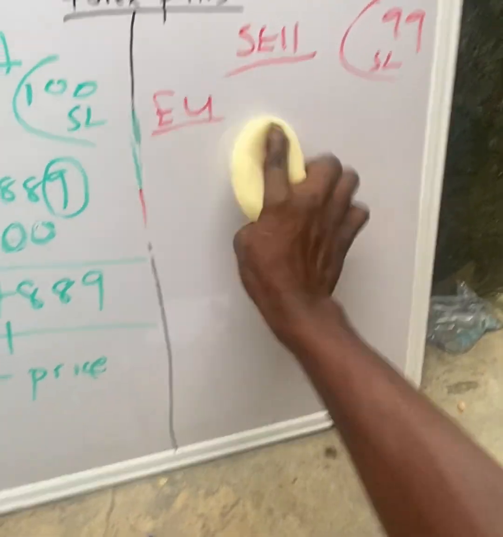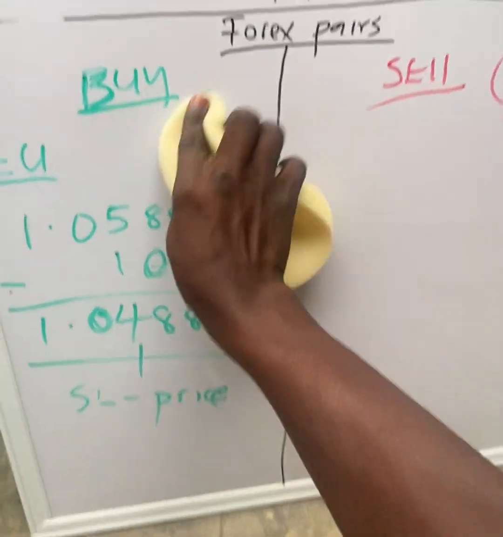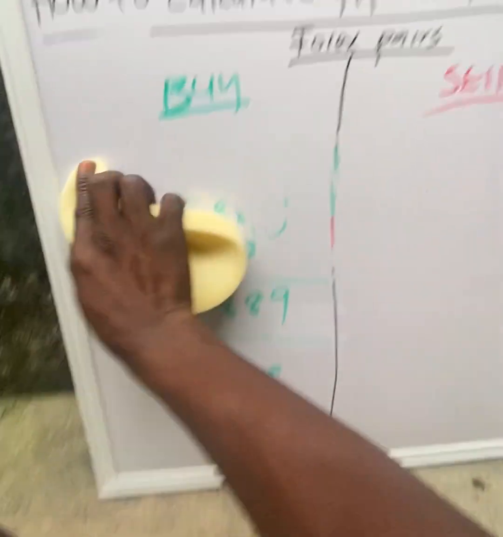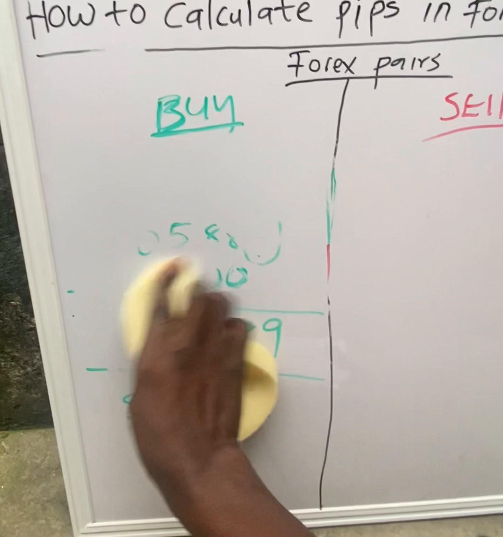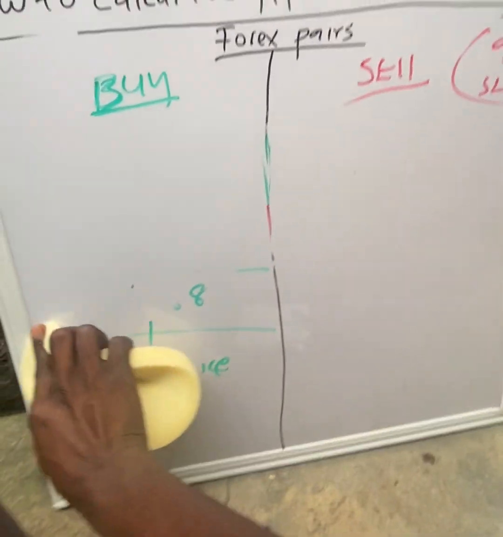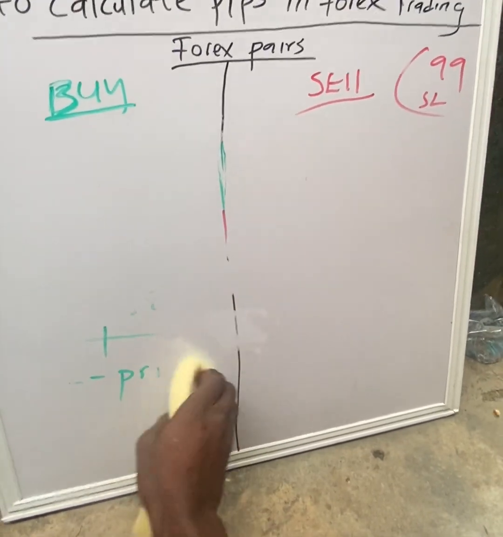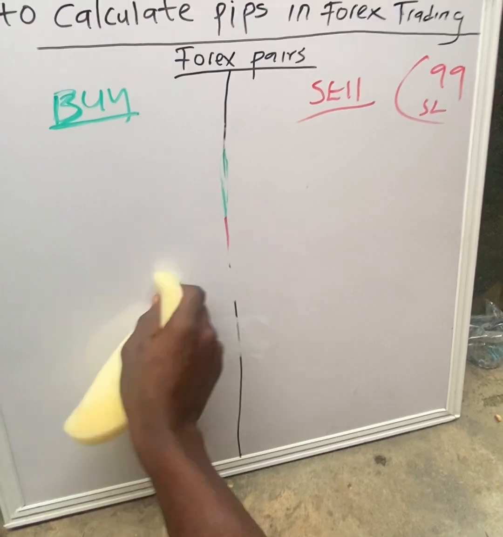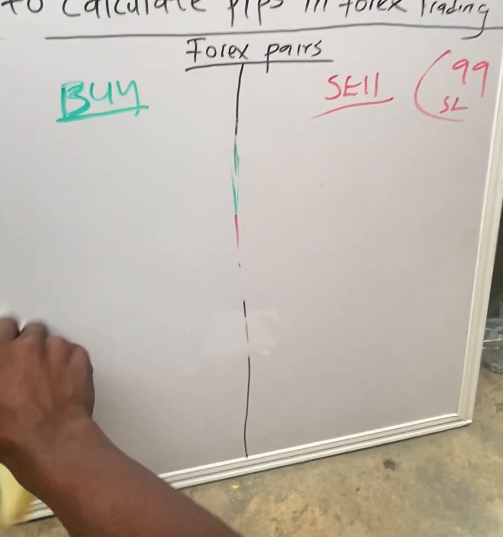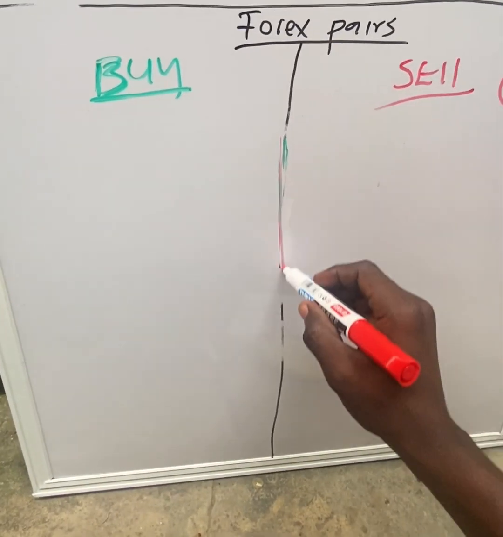I think we are done with the majors, so let's move to the JPY pairs. You need to pay close attention to this aspect because it's a little bit different from the major pairs.